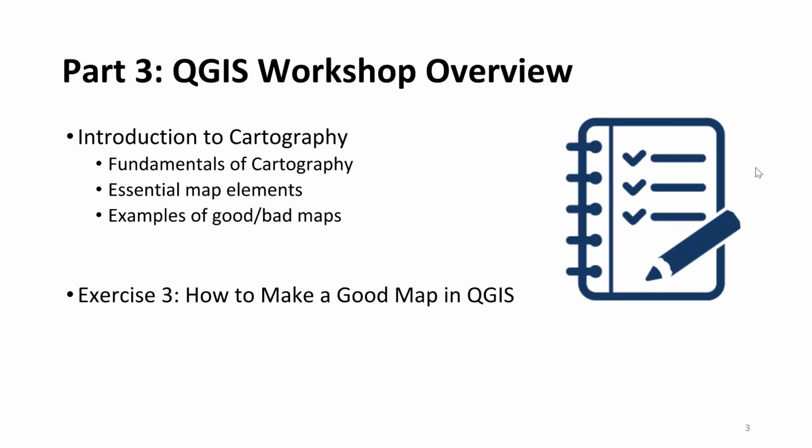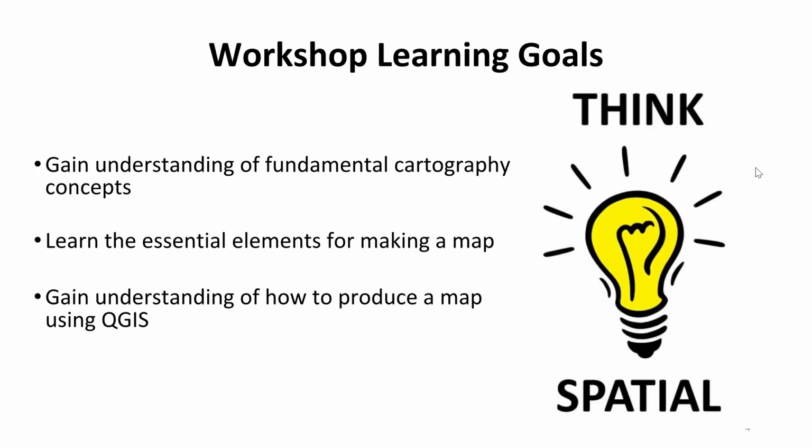For today, we will discuss an introduction to cartography with focus on the fundamentals of cartography, essential map elements, and examples of good and bad maps. In the following exercise, you will learn how to make a good map in QGIS and then make a map of your own of community forests in Liberia. Today's learning goals are to 1, gain an understanding of fundamental cartography concepts, 2, learn the essential elements for making a map, and 3, to gain understanding of how to produce a map using QGIS.